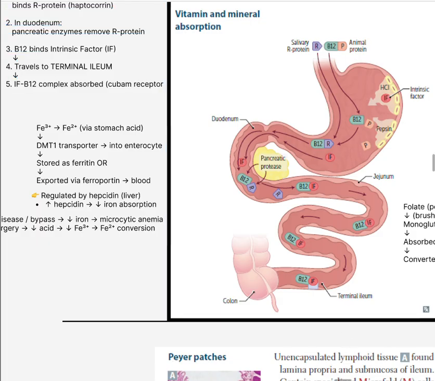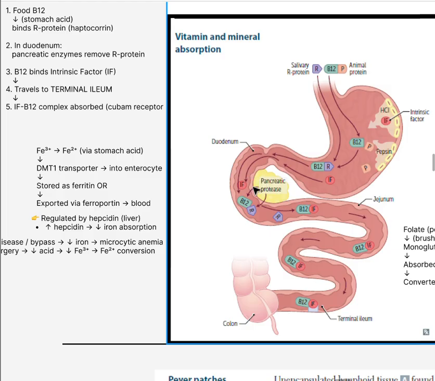So if there's no intrinsic factor, you're going to get pernicious anemia. If you have no intrinsic factor, you get megaloblastic anemia and neurological defects. But in the terminal ileum disease, if there's Crohn's disease, you get decreased B12 absorption and you get decreased bile salts and there's fat malabsorption. In pancreatic insufficiency, what happens is you can't remove this R protein. So the B12 is not freed.